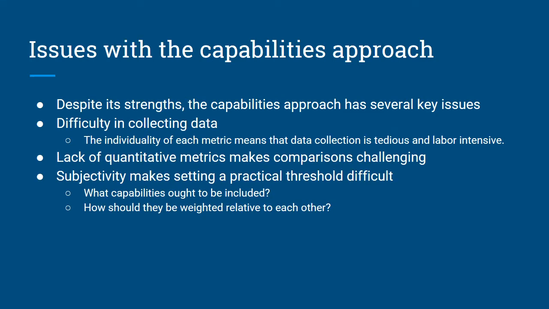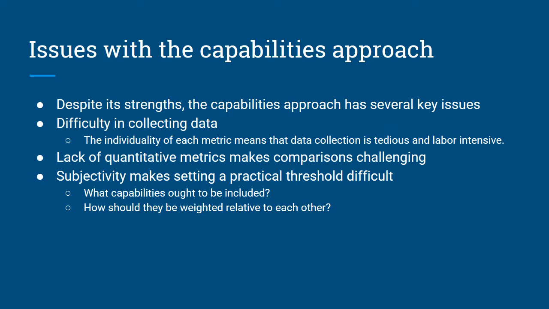Despite its many strengths, the capabilities approach has several key issues that make it impractical as the definitive poverty measure in the United States. Firstly, the individuality of each metric means that data collection for the capabilities approach is tedious and labor-intensive. Secondly, the lack of quantitative metrics makes comparisons challenging, as it is near impossible to compare non-numerical factors such as education level and quality of life between regions.